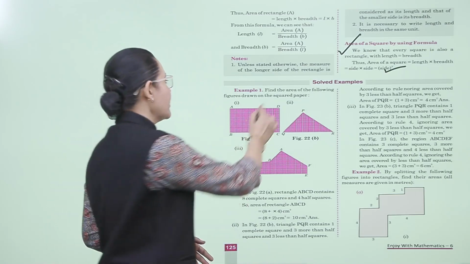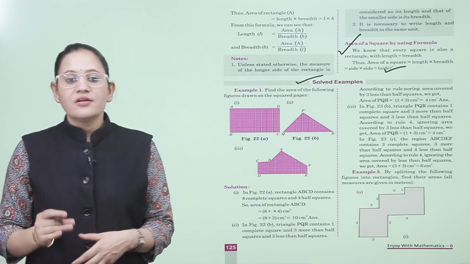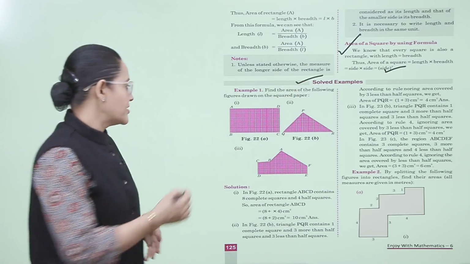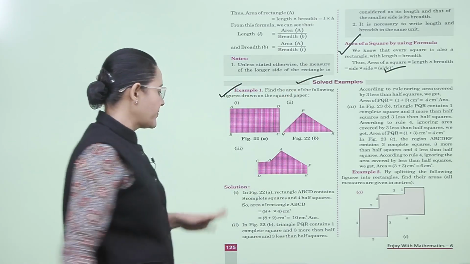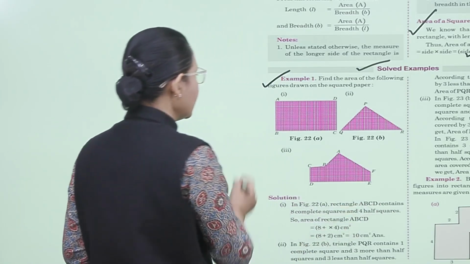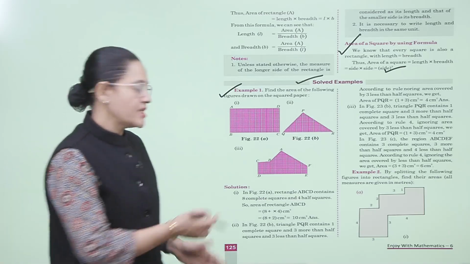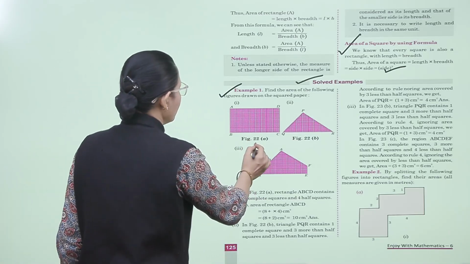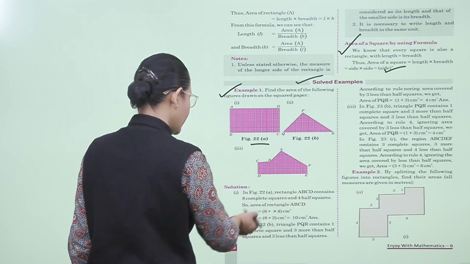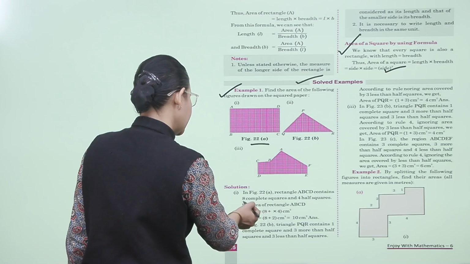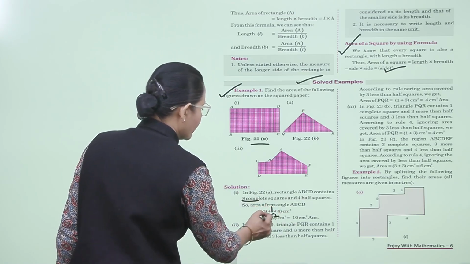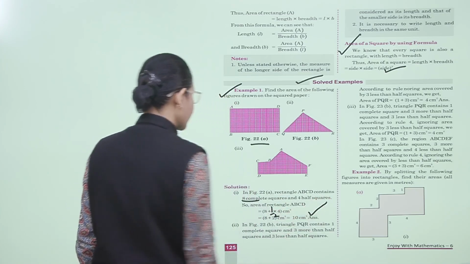Now we'll take some examples here. Find the area of the following figures drawn on the square paper. So we have to find the area. In the first figure, what will be the area? Rectangle ABCD contains 8 complete squares, and 4 are half squares. So 1/2 into 4, 8 plus 2, 10 centimeter square.